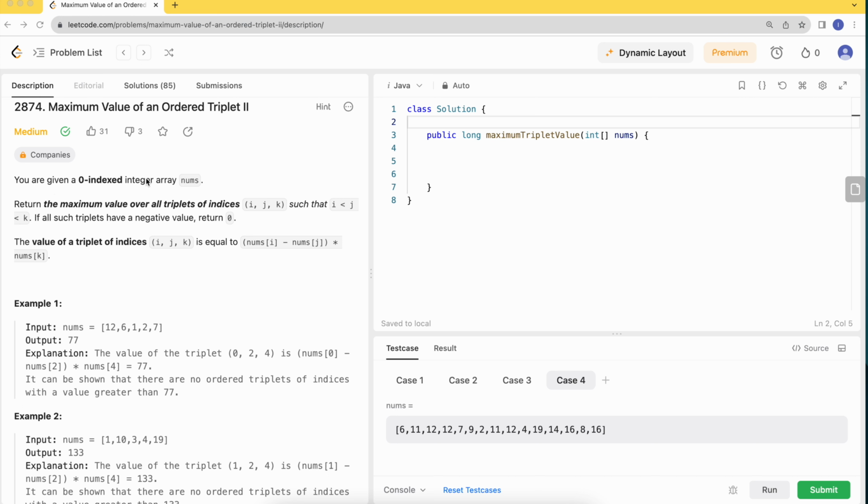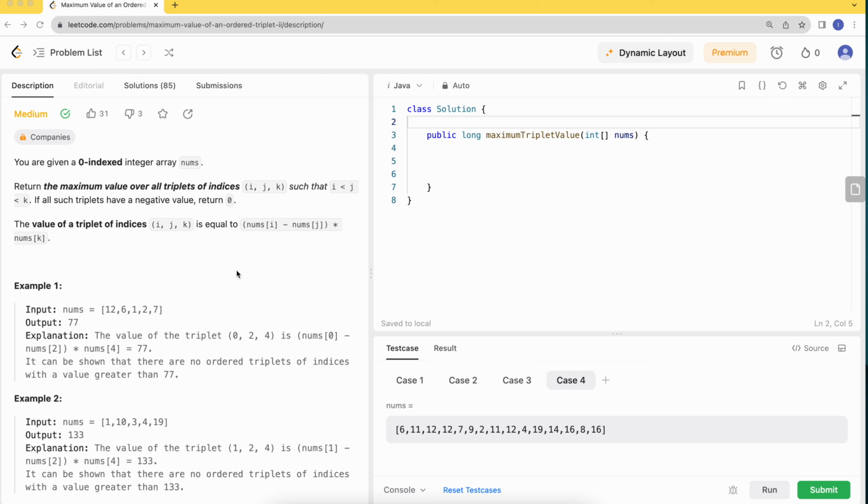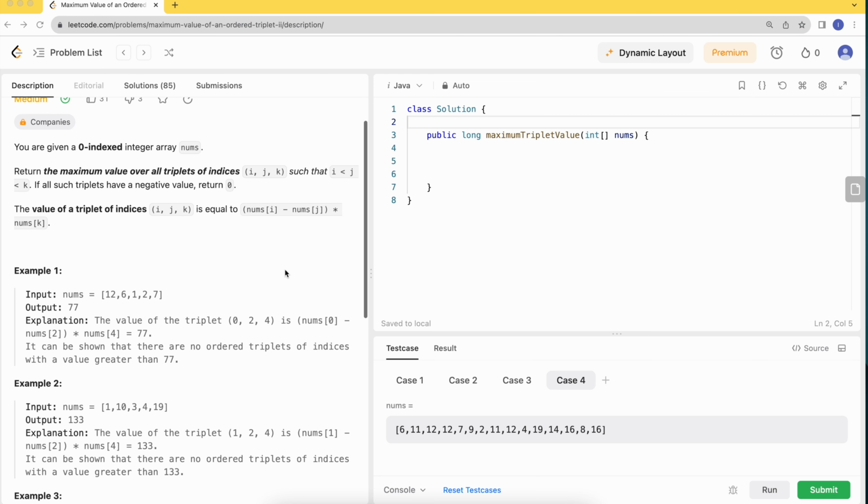It says you are given a zero-indexed integer array nums. Return the maximum value over all triplets of indices i, j, k such that i < j < k. If all such triplets have negative value, we need to return 0. And the value is governed by (nums[i] - nums[j]) * nums[k].